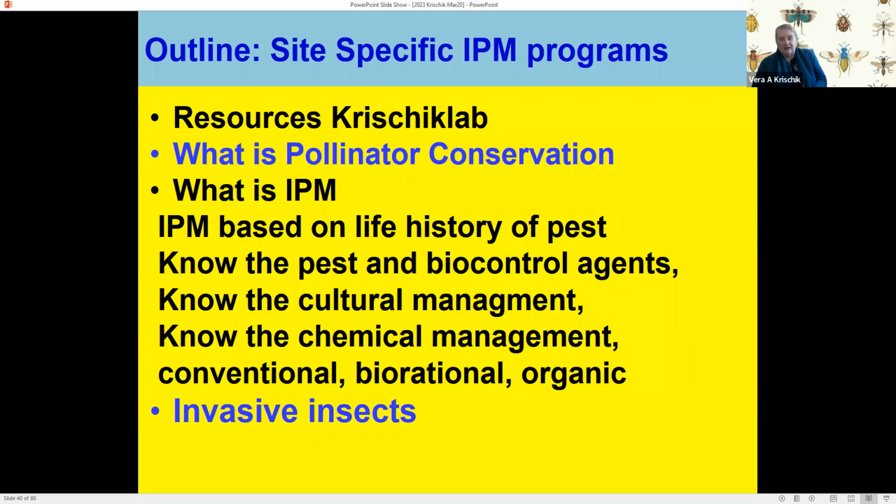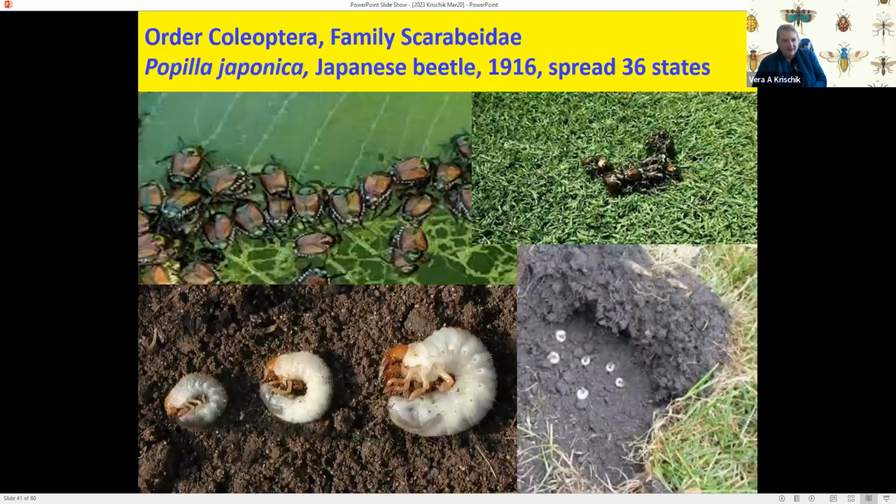We talked about the principles of IPM, which is not just spraying insecticides, but making your lawn or your backyard more sustainable. And now we're going to talk about invasive insects. So I'm just going to do a case study, putting all of this together for Japanese beetle.